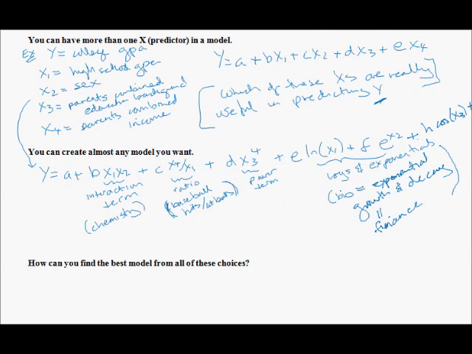So the question here is, how do you find the best model out of all these choices? The overriding principle here is going to be KISS when we do this. Hope you know what KISS means. KISS means keep it simple. And since we're doing statistics, we'll say keep it simple, statistician. But it could be stupid too, right? So keep it simple.